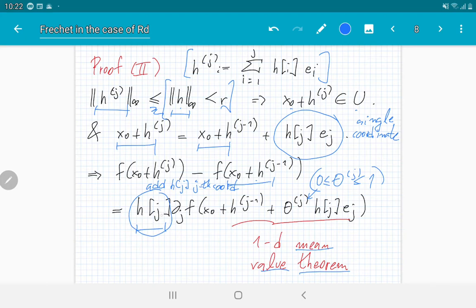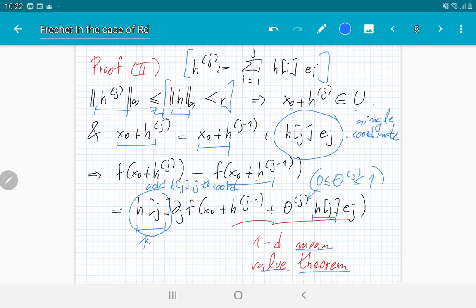So I should be careful. It says h bracket j, that's the jth coordinate of h. So that's this one. And then I need to compute the derivative at some intermediate point. And I'm just writing, okay, I'm taking h's jth coordinate and multiplying that by a number between 0 and 1. That's the intermediate point.